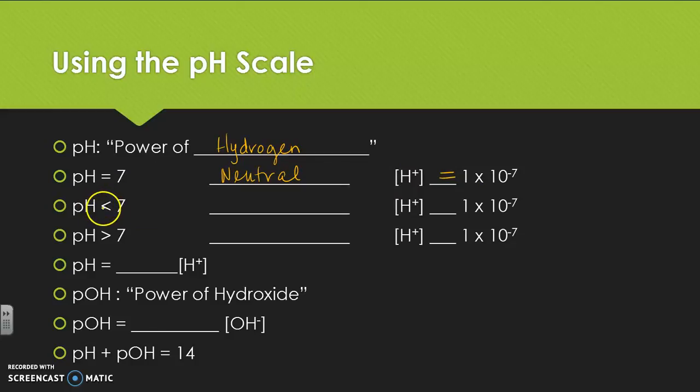If we have a pH that's less than 7, we have an acidic solution, and that means that our hydrogen ion concentration is greater than 1 times 10 to the negative 7th. And then if we have a pH that's greater than 7, it's a basic solution, and our hydrogen ion concentration is less than 1 times 10 to the negative 7th.